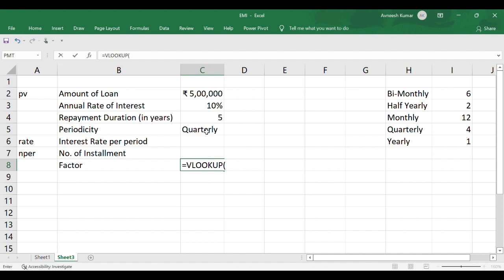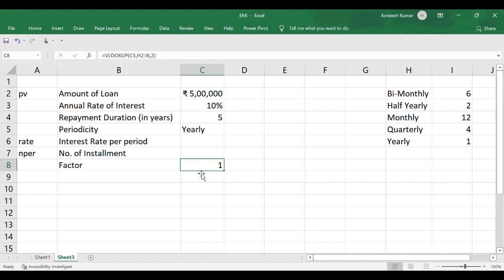Lookup value is this quarterly. The table array is this list of periodicity and the factors, then comma, and we want output from this column 2 of this table array, so we choose 2 and then we close it. And here, so for quarterly we are getting this 4, like 4 installments would be there if we are paying on quarterly basis. If we choose monthly, then it's 12. If we choose yearly, then it's 1.